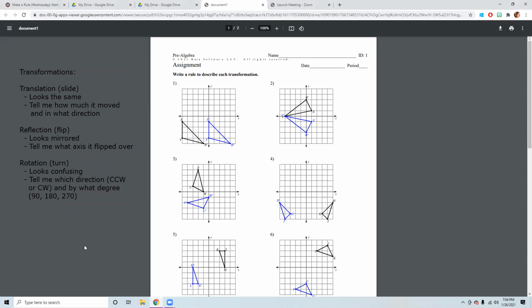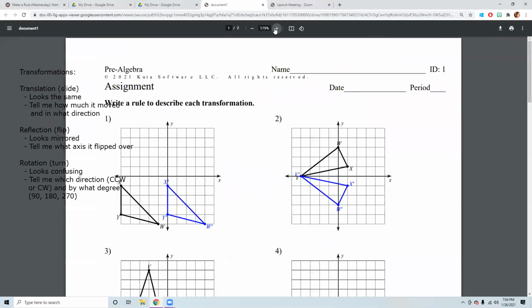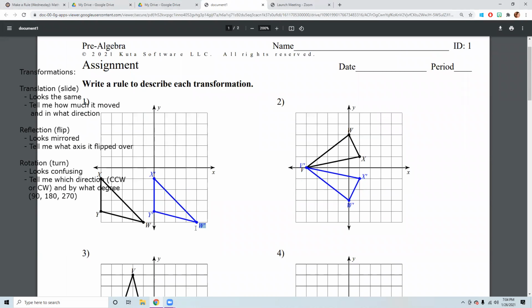And so that's what you're looking for in this assignment. Those 3 things: you're telling me whether it's a translation, reflection, or rotation, and then you're giving me the rule that happened to get to where it is. When you're looking at these, the black one is always going to be the original figure, and the blue one is going to be the prime figure. You can kind of see it if you zoom in. It has the prime notation on the W, on the Y, and on the X, because this is the original one and this is the prime one.